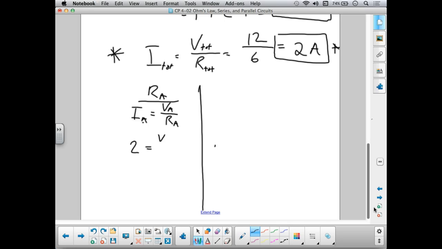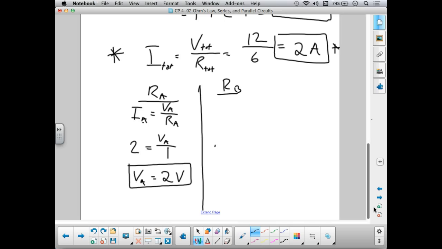I do not know the voltage drop across resistor A. That's what I'm trying to find. But I do know resistor A's resistance. I know that it is 1 ohm. If I solve for the voltage drop across resistor A, I get 2 volts. I just move the 1 to the other side. Okay, voltage across resistor A, 2 volts.